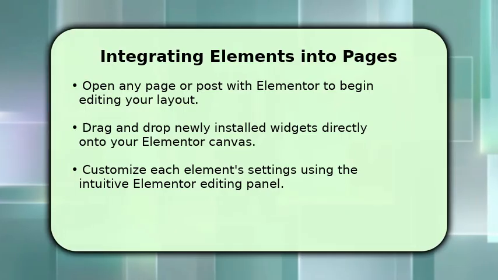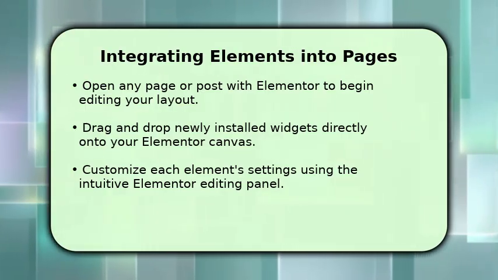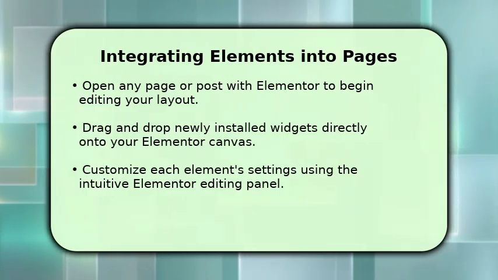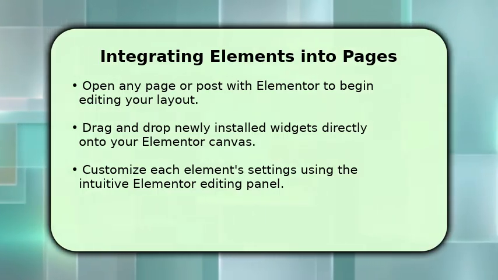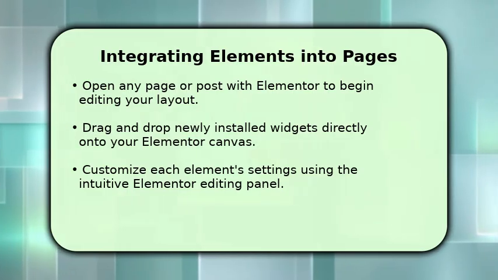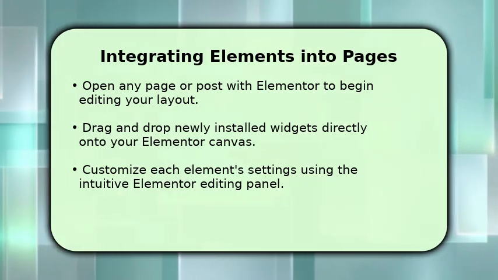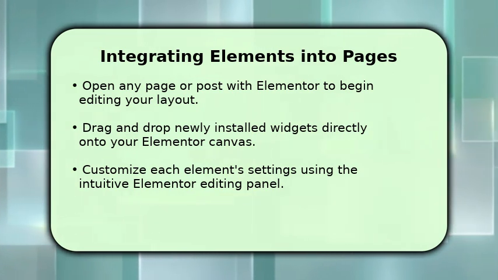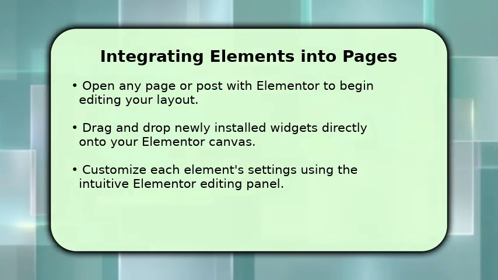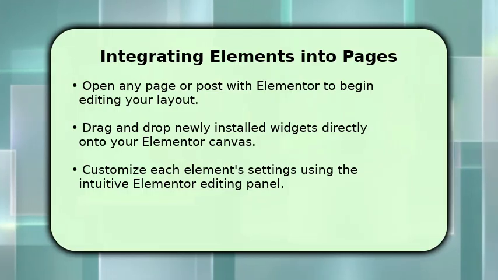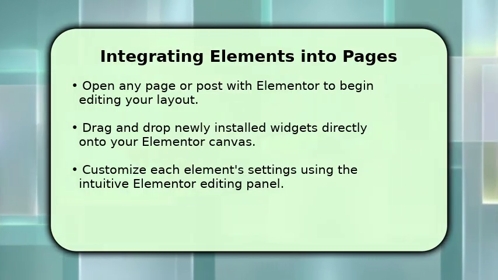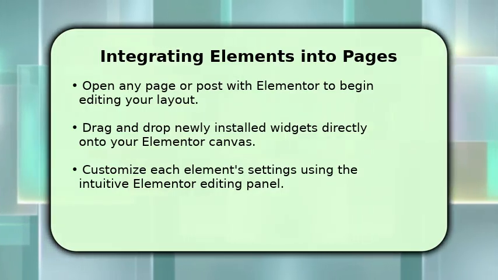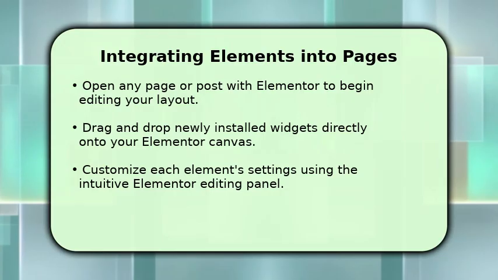Now that your desired elements are installed, open any page or post with Elementor. In the Elementor editor, you will see a new section containing all your Unlimited Elements widgets. Simply drag and drop these powerful new elements onto your canvas, just like any other Elementor widget. Each element comes with extensive customization options in the left-hand panel, allowing you to perfectly tailor its appearance and functionality to match your website's design. Get creative with your new tools.